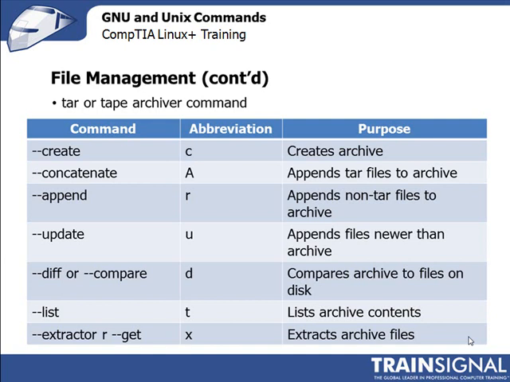--list, abbreviated by t, lists the archive contents. And finally, --extract or --get, which is abbreviated by an x, extracts the archive files. Let's move on to the next couple of slides that cover qualifiers and how they can be used to change what the commands do.